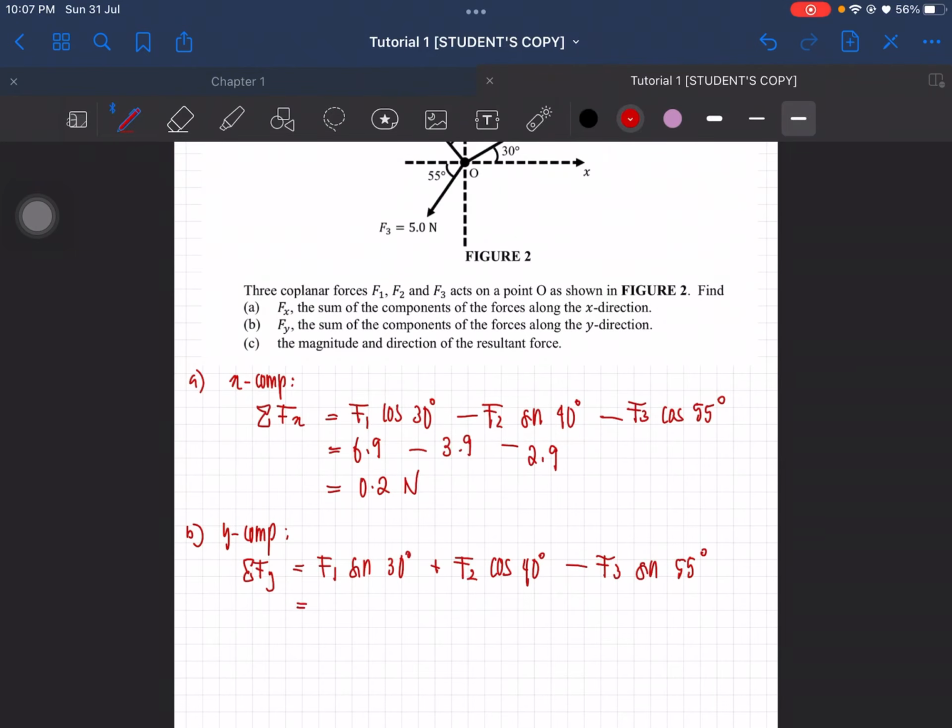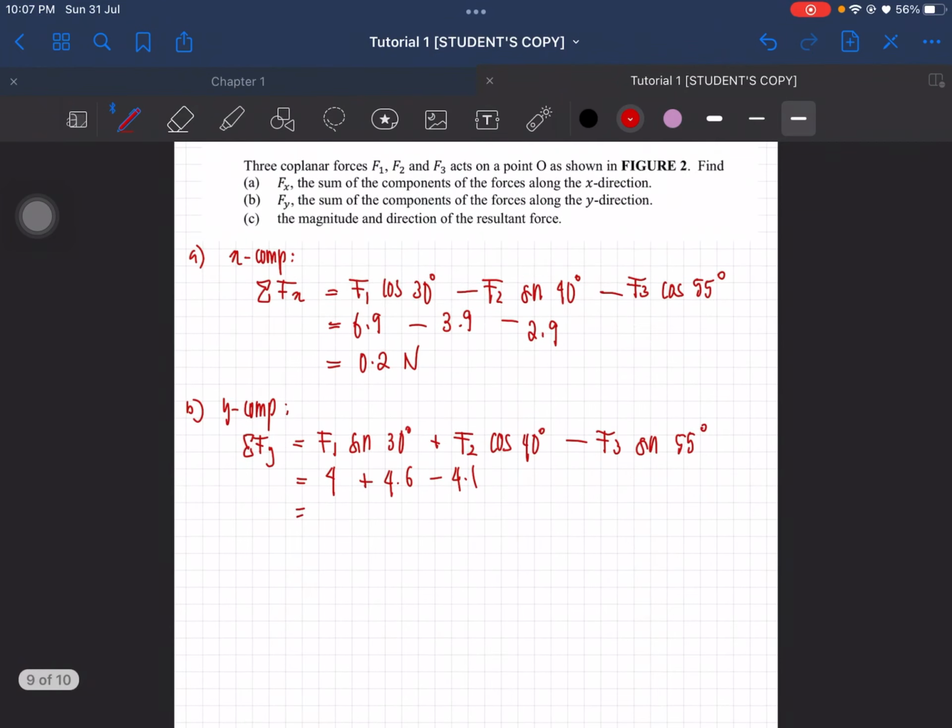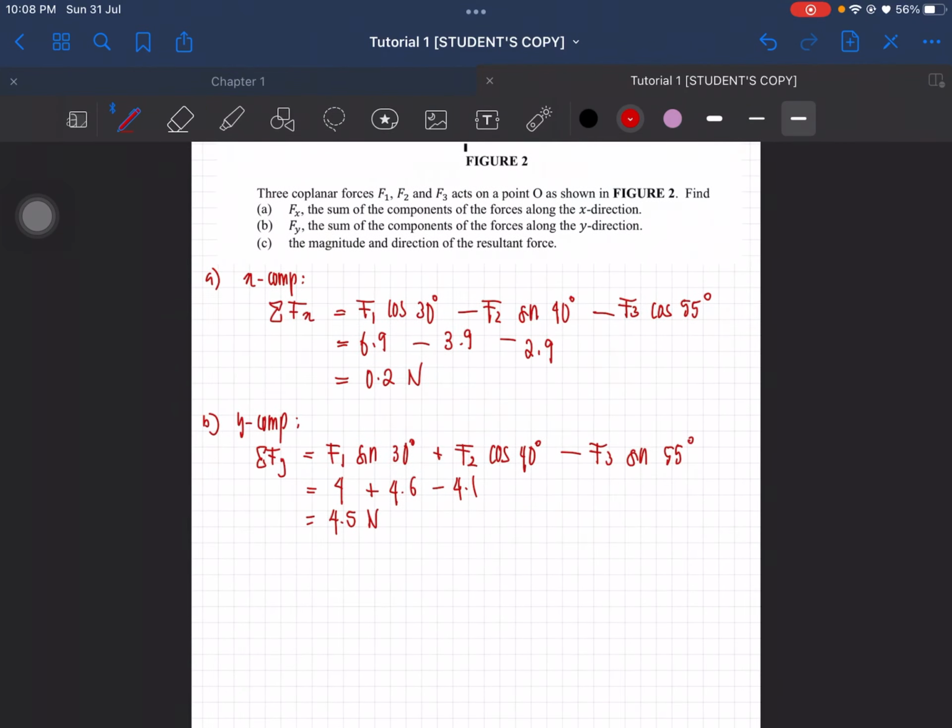It's not going to be the same. Okay, so this is going to be 4 plus 4.6 minus 4.1, which is equal to 4.5 Newton. Okay, so that is A and B.